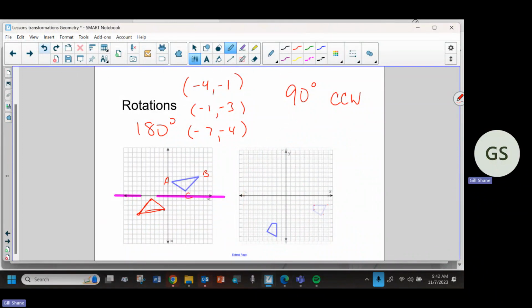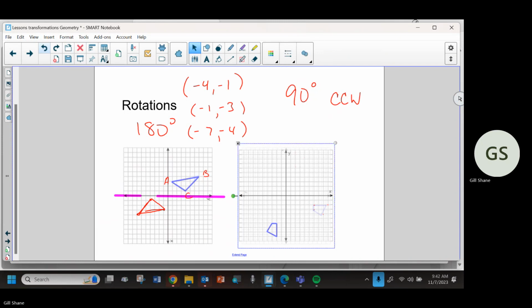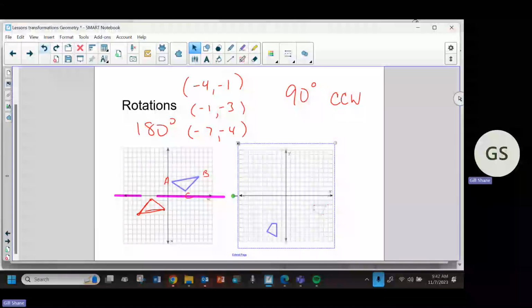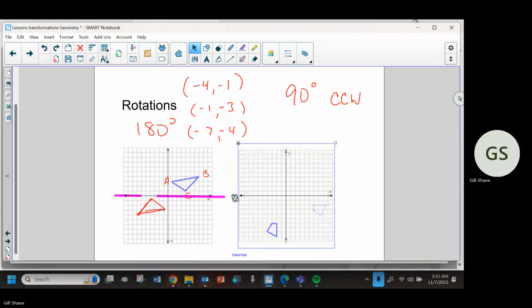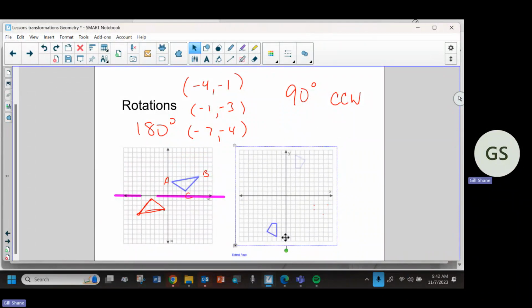So if I rotated that 90 degrees, I would say, well, this is the original image. So I would take my paper. I think this is already set up. I would turn it counterclockwise 1/4. That's 90 degrees. And then another 90 would be 180.